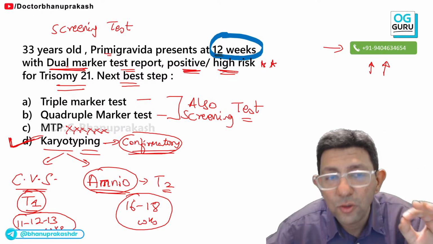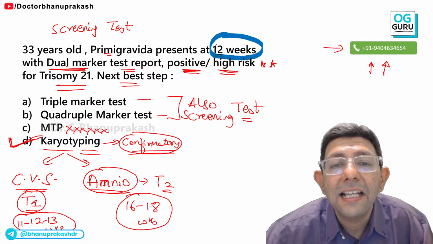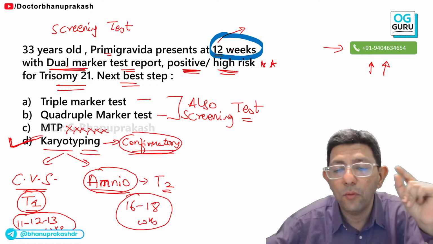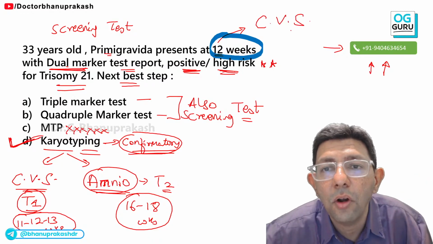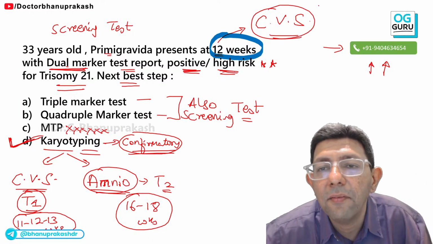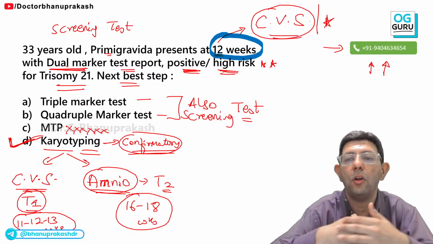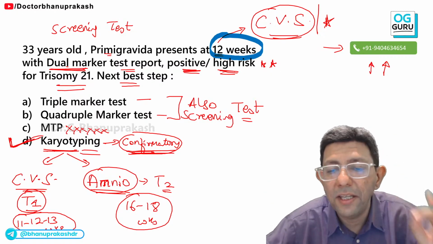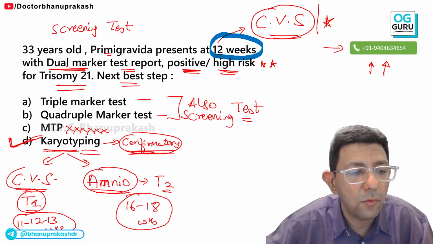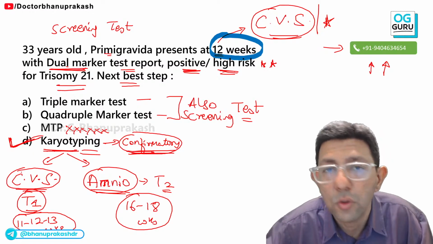And very good, Shruti. And how many weeks are we? Sir, we are 12 weeks. So if at 12 weeks I have to do a confirmatory test, chorionic villus sampling will be required. Yes or no? Clap. So karyotyping is the confirmatory test, and at 12 weeks of gestation we have to do chorionic villus sampling. Is this understood to all of you?